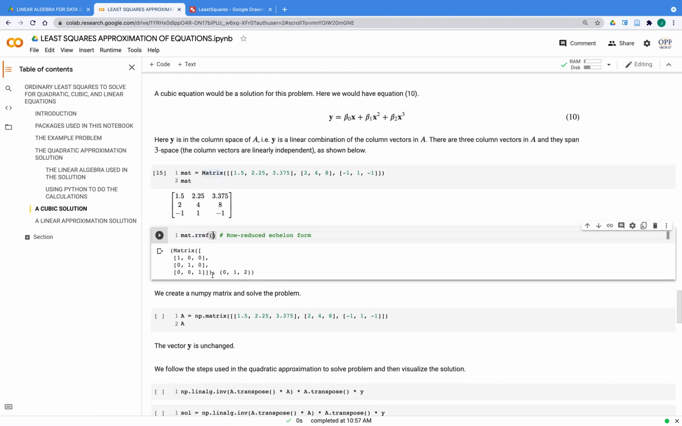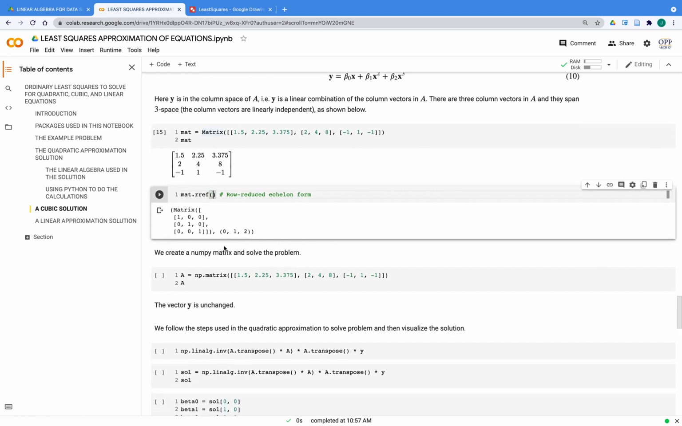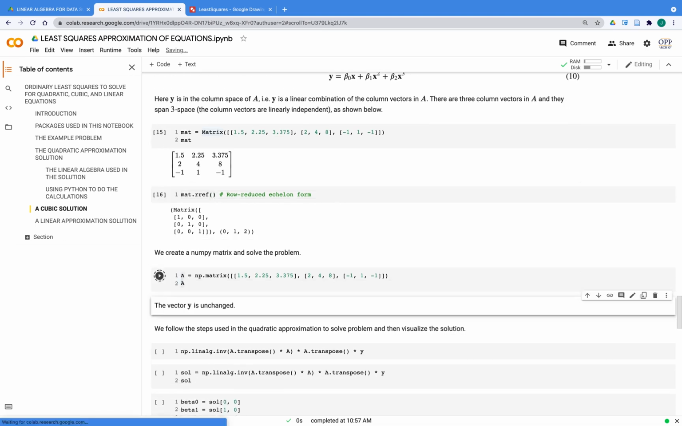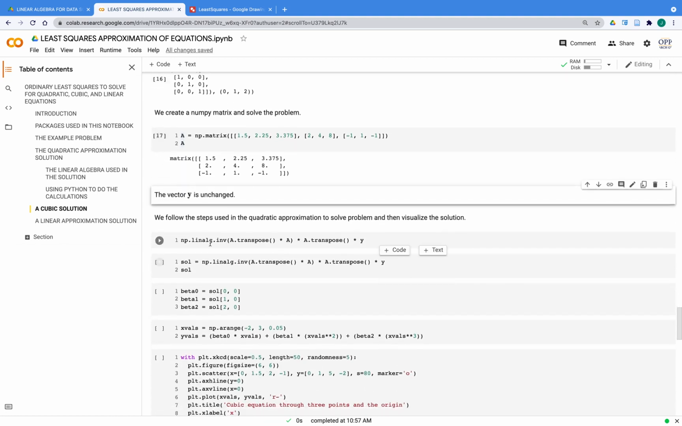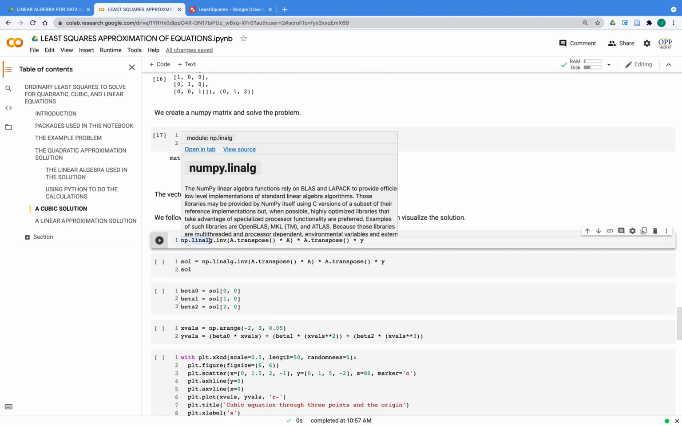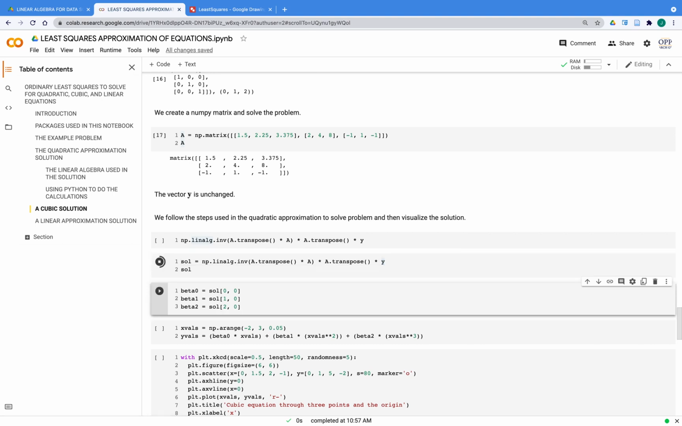It's not a NumPy. And we see the identity matrix there. So those columns are definitely linearly independent. So let's create a NumPy matrix of A. Remember, y is unchanged. And I'm just going to use exactly the same ordinary least squares equation, equation 6 there. So the inverse of A transpose A, times A transpose y, and I get a solution.